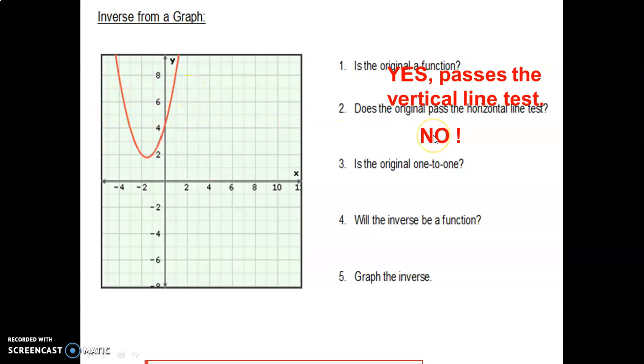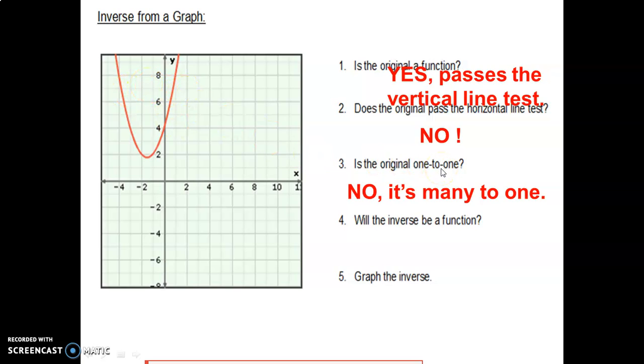So what does that have to do with anything? Let's check. Is the original 1 to 1? That means every input leads to one output, but also every output leads to one input. So no, it's not 1 to 1. We know it's many to 1. There are many, or 2, x values that lead to each y value. So it's not 1 to 1.